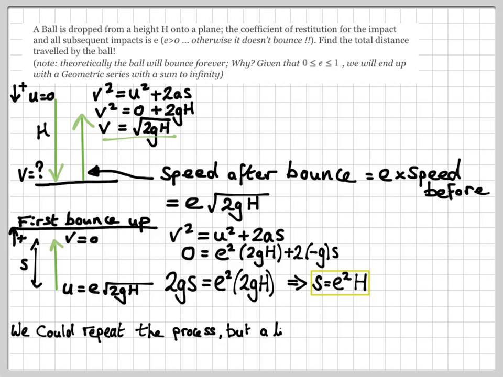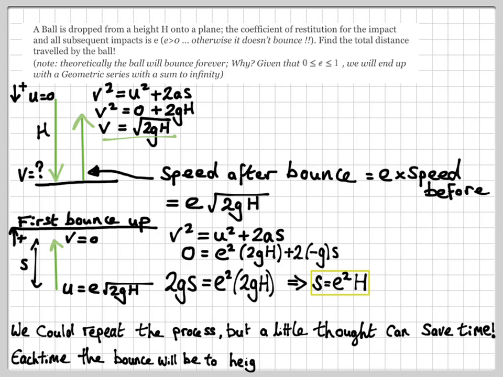So I'll just say here we could repeat the process, but just a little bit of thought will show you that we can answer this in a much easier way by noticing that for each subsequent bounce e squared times the previous height is all that we need.